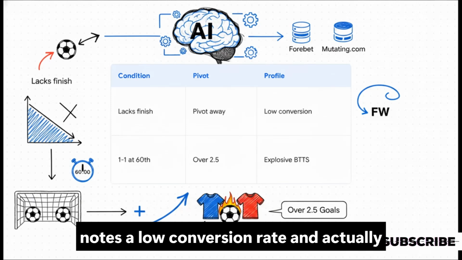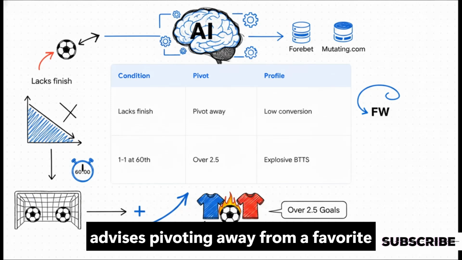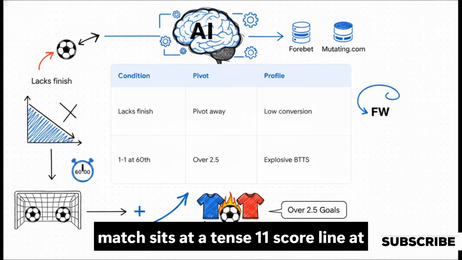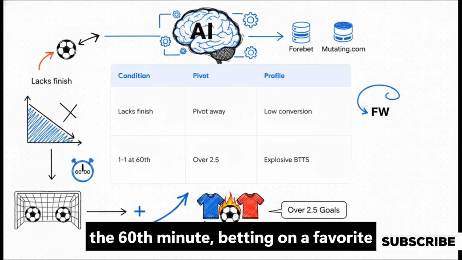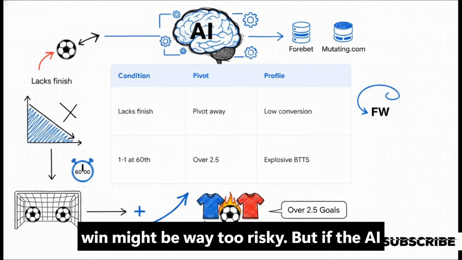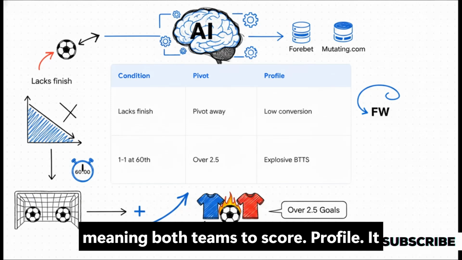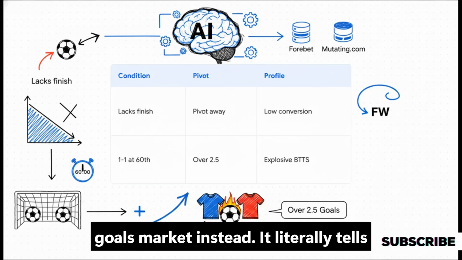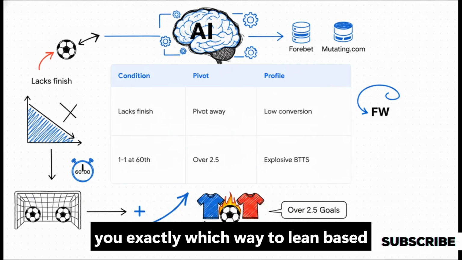Well, the AI Blueprint notes a low conversion rate and actually advises pivoting away from a favorite win. Or check out the second row. If a match sits at a tense 1-1 scoreline at the 60th minute, betting on a favorite win might be way too risky. But if the AI blueprint identifies an explosive BTTS, meaning both teams to score, profile, it suggests pivoting over to the over 2.5 goals market instead. It literally tells you exactly which way to lean based purely on the data.